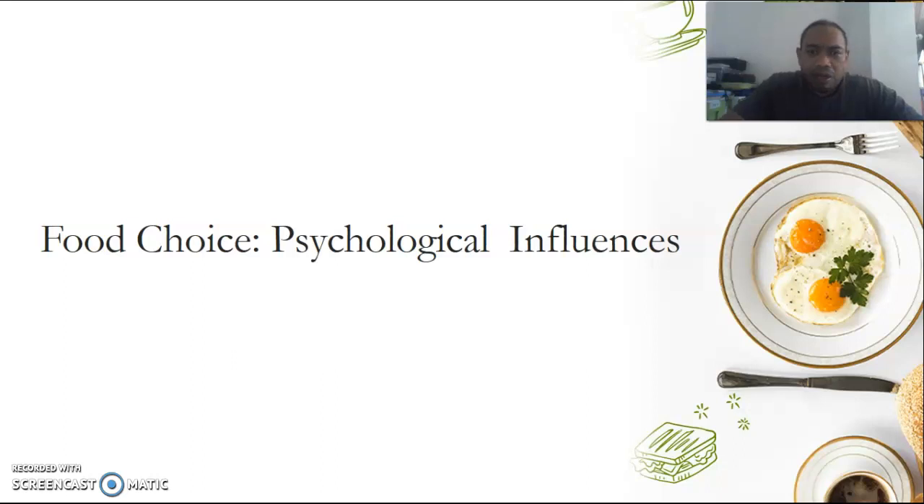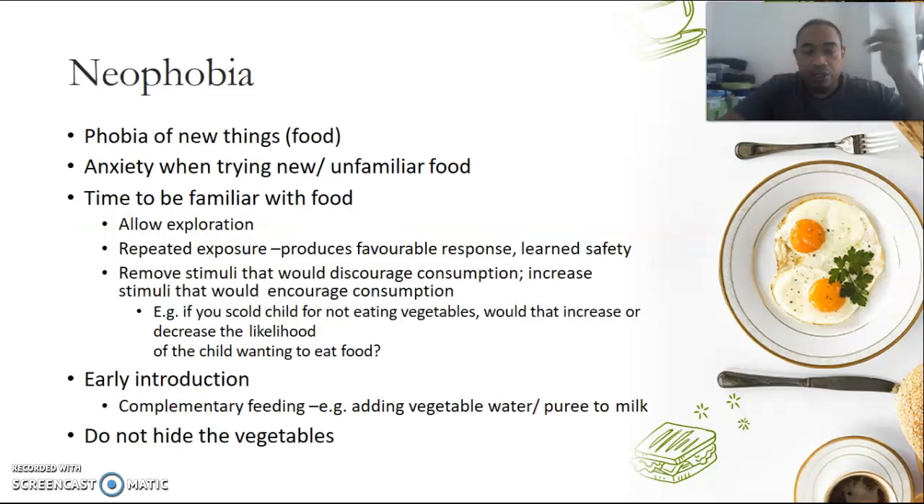Okay, now the psychological influence of food choice. Previously, we talked about biological influence. Now, in these last 5 minutes, let's talk about food choice based on psychological influence. First, there's something called neophobia. We'll talk about the details in the classroom, but for the bigger picture, neophobia is being afraid of trying new food.